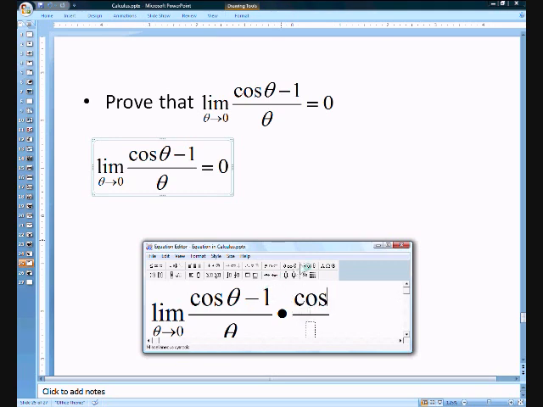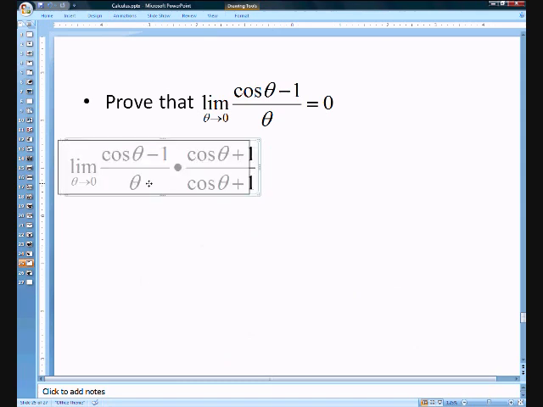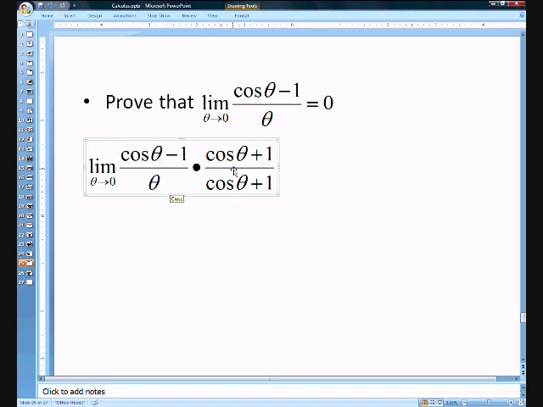So it's cosine theta plus 1, right? That's the reciprocal. So let's put that on the top and bottom. So there we go. And now, when you multiply this, of course, what are you going to get?